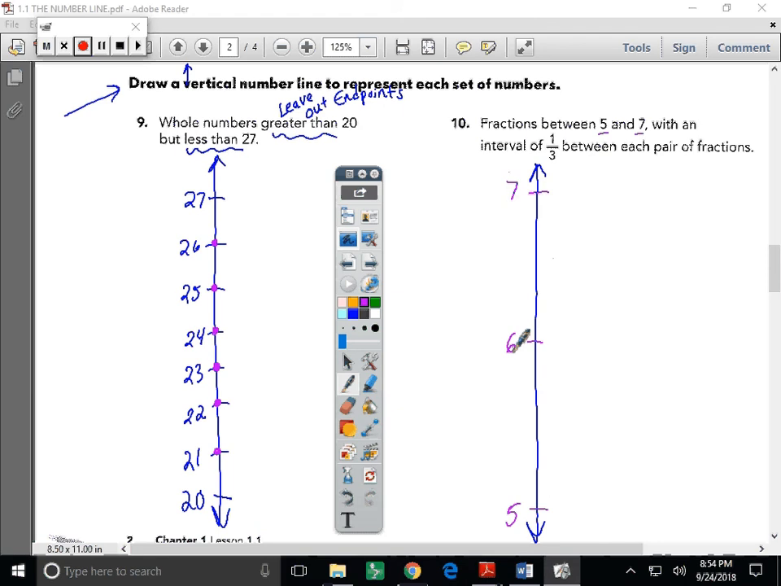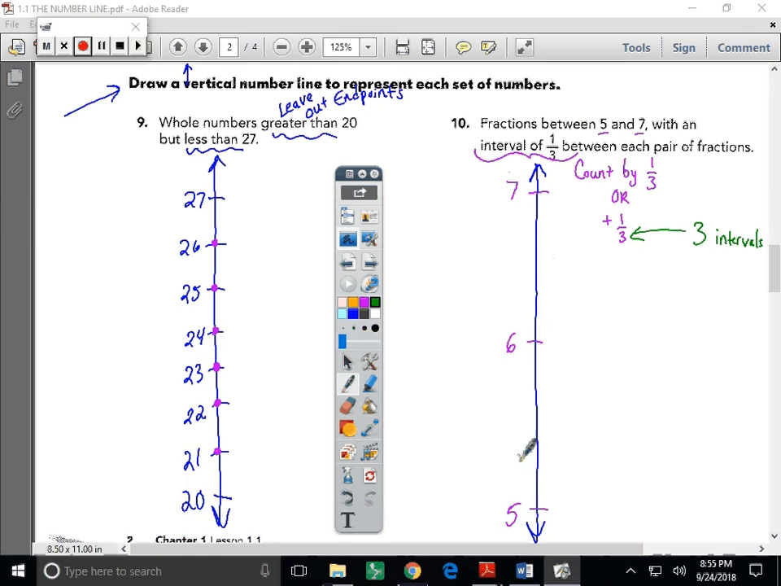But next it goes on to say with an interval of 1/3 between each pair of fractions. An interval of 1/3, if you look back to what we did earlier, when they tell me the interval size, they're saying, hey, count by this denominator. Count by 1/3. Or we might just simply say, add 1/3 each time. Well, I notice this denominator, it's screaming at me. Hey, I'm a 3. What's that mean? We need 3 intervals, or parts, between each set of whole numbers.